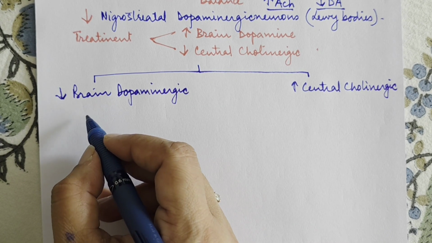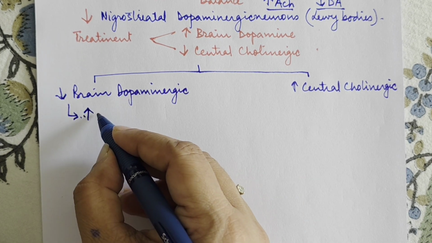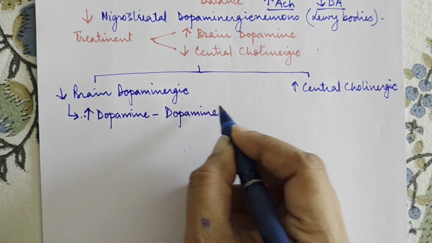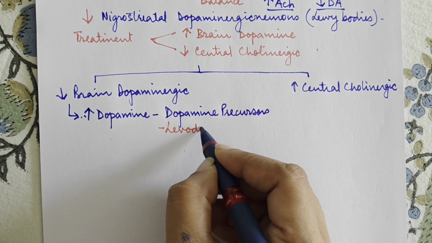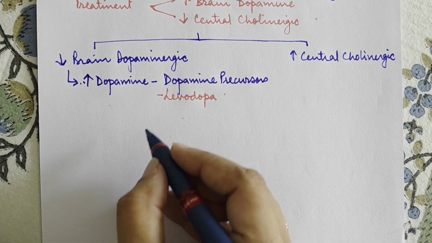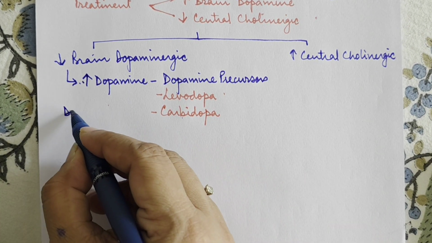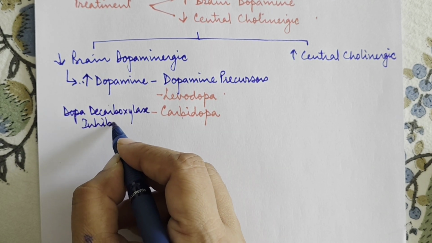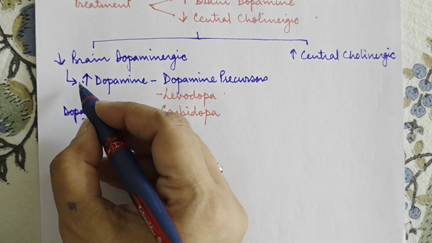So what are the treatment modalities that we have? The first one is by increasing the dopamine precursors. Okay, now in dopamine precursors the first drug that we have is levodopa, right? Now with levodopa we also have one more drug that is carbidopa. And what is carbidopa? Carbidopa is a dopa decarboxylase inhibitor. Carbidopa is given with levodopa. So this is, I'll say, the first category.